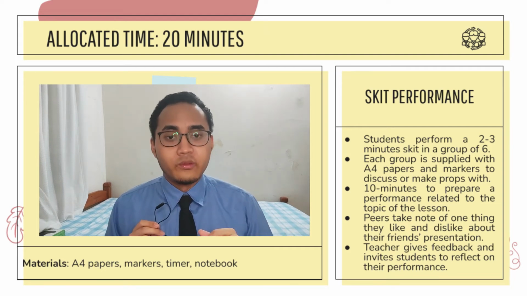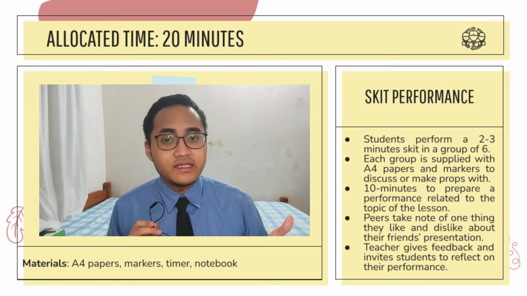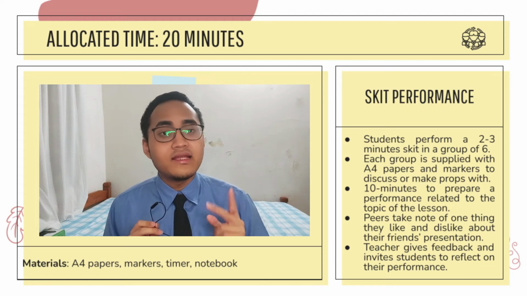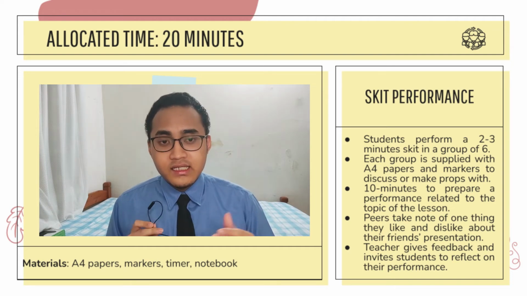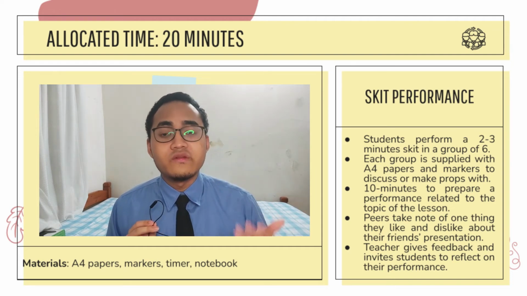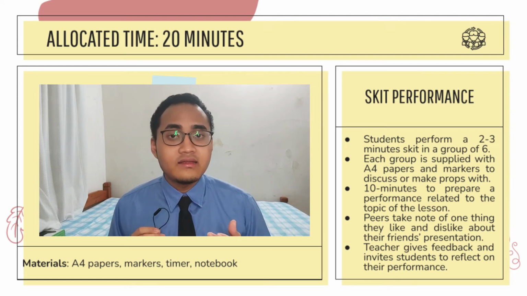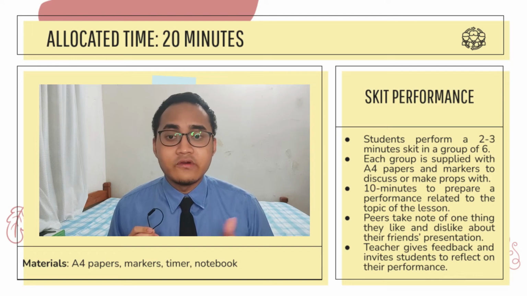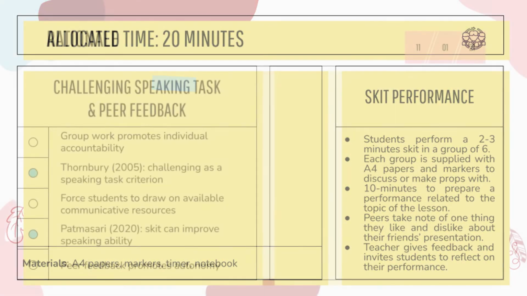While their friends are performing, the groups that have performed or are not performing right after can take note of one thing that they liked and one thing that they disliked about their friend's performance. At the end of the activity, the teacher can also provide general feedback to the class and invite students to self-reflect and self-evaluate on their own performance. The materials needed for this activity are A4 papers, colored markers, a timer, and students' vocabulary notebook.